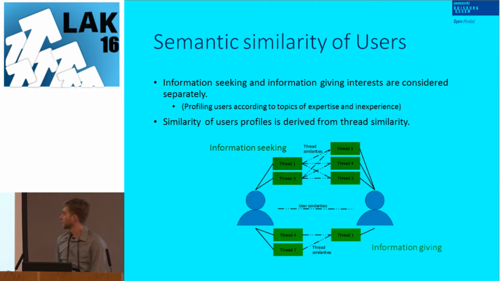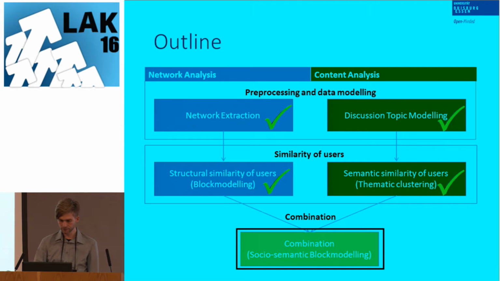We use the thread similarity, the overlap of topics, to derive similarity of users. We consider information seeking and information giving interests separately. So a user profile corresponds to topics of expertise and topics of inexperience. Users with similar topics of expertise, meaning they give help in similar threads, and similar inexperience, they seek help in similar threads, are considered similar. That's all the pre-processing.